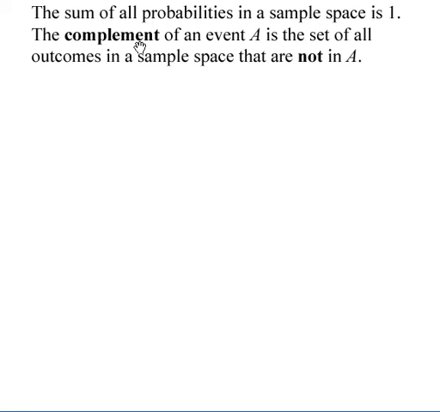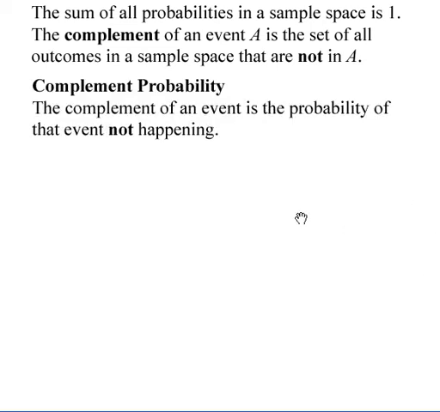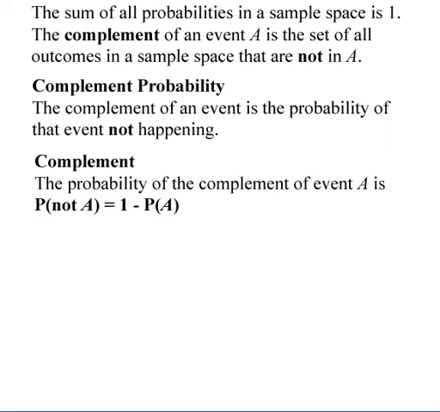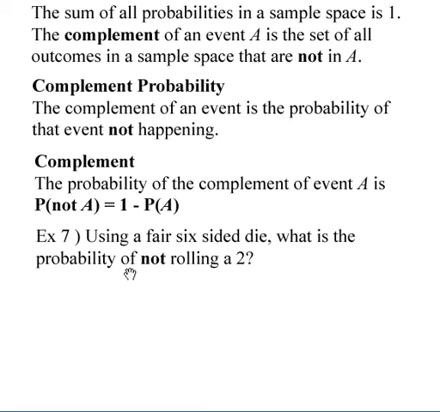The complement, now here's our definition. The complement of event A is the set of all outcomes in the sample space that are not part of A, which means the complement of an event is the probability of that event not happening. And here's how we calculate complementation. The probability of the complement of event A, which can be written in a few different ways, probability, we can put the word not, A, is going to be 1, which is the sum of all probabilities in that sample space, minus the probability of that event occurring.